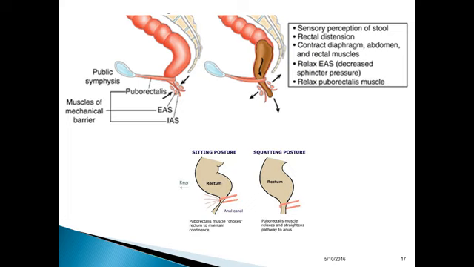The lower pictogram illustrates the angle that occurs with a sitting posture and a squatting posture. Squatting or sitting with legs supported on a footstool or similar type device can be helpful in straightening the anal rectal angle.